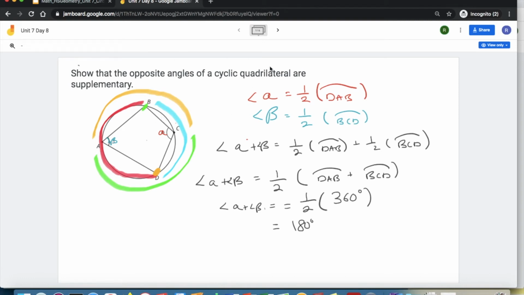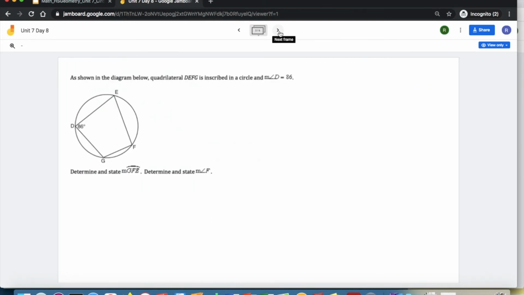So let's take a look at some more questions. In this question, we're shown in the diagram below that quadrilateral DEFG is inscribed in a circle and angle D is 86 degrees in that diagram. We're asked to find arc GFE, and we'll notice we have two questions here. I'm just going to leave it right there for now, and then we'll worry about stating angle F.